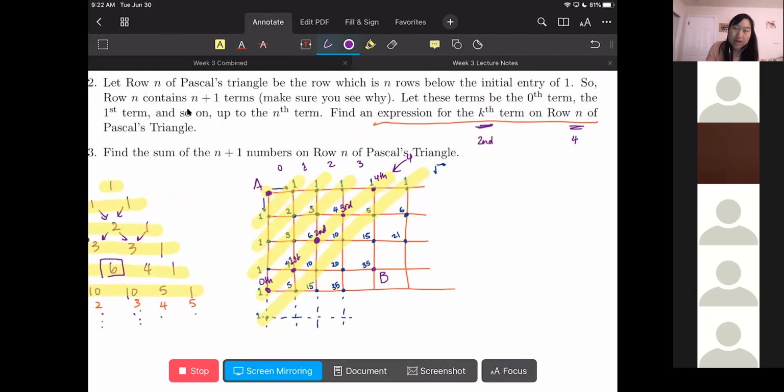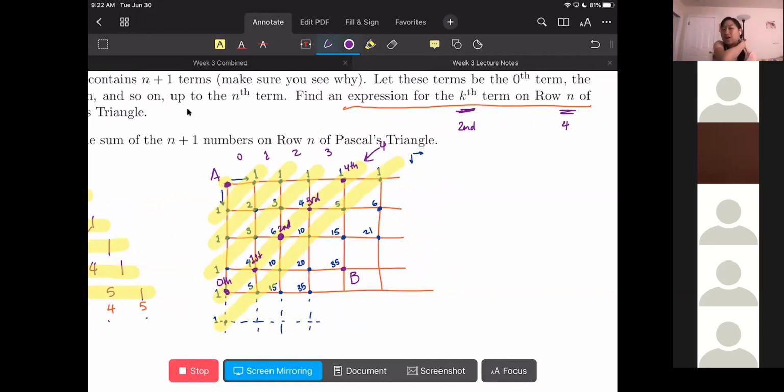But if we use a pathfinding approach to counting it, how would we count how many ways there are to get from this point A to this point? It would be a combination of n choose 2. So in this case, it would be 4 choose 2, because we need to go 4 blocks, and 2 of them need to go right, and then 2 of them need to go down. So this would be 6.